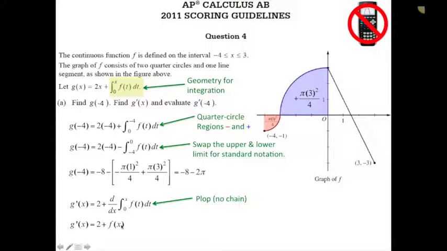So we have 2 plus f of x. F of x is just a function value. So if we want to evaluate this at -4, we plug in -4. So the derivative of g at -4 is 2 plus the function value of f at -4. So that's -1. So 2 plus -1 is 1. So the function value of the derivative at -4 equals 1.